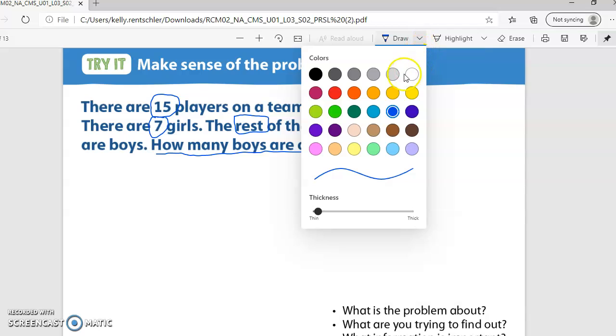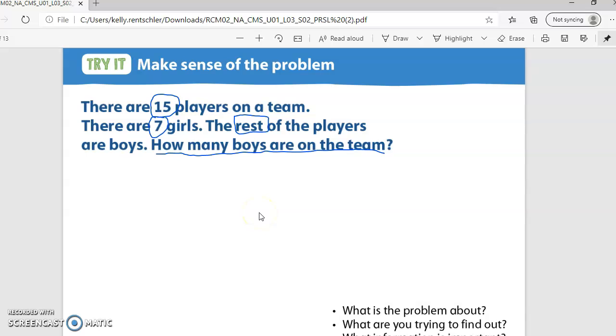All right. Did you solve your problem? Oh, here's how I can make it thicker. Sweet. Okay. So we're starting with 15 players. We're taking away because I know that some of my players are girls. And I want to find out how many are boys.